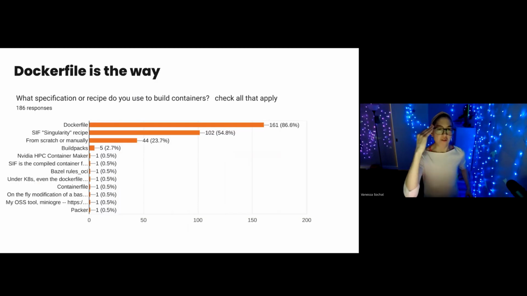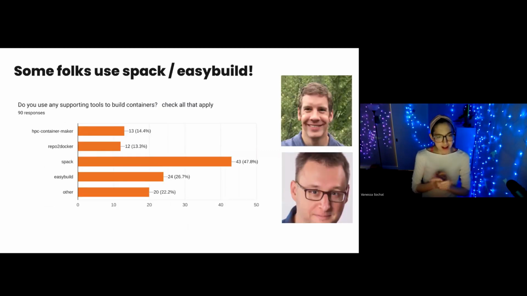So the Dockerfile is the way. When you build containers, you are using Dockerfiles. 86.6%, that is a leader. But people are also writing Singularity recipes. I do that almost never these days, so I was kind of surprised about that. From scratch or manually, you whip them up with your fresh avocado toast. I actually don't want to know the details of how you're doing that because that sounds interesting at best. Now, some folks are using tools to help them build containers.